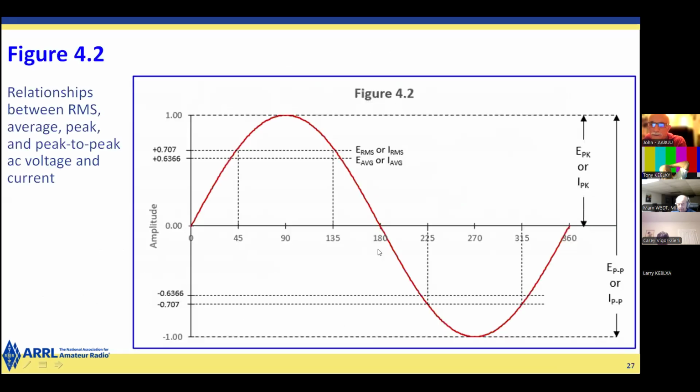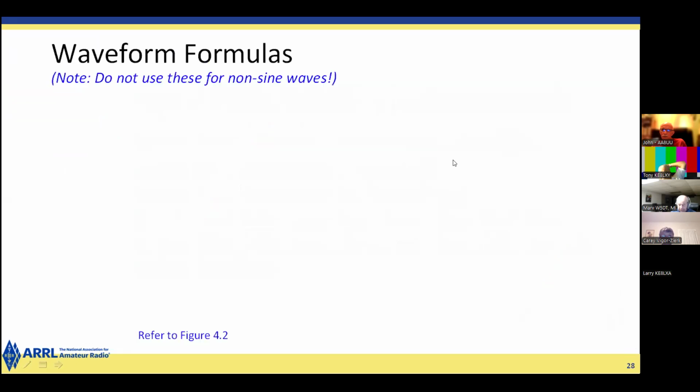Next slide. This is pretty good. I mean, it has it all in one spot here. You got the 0.707, which is your RMS. You got your average power, which is 0.63. I'm not sure what that's used for, but it comes into certain things, especially meters, I think. And the peak to peak. But what you really got to watch is this peak envelope power. I think they show that pretty well on the next slide.